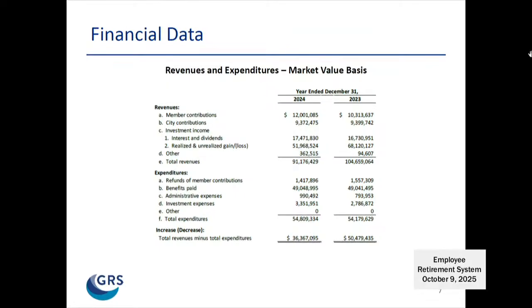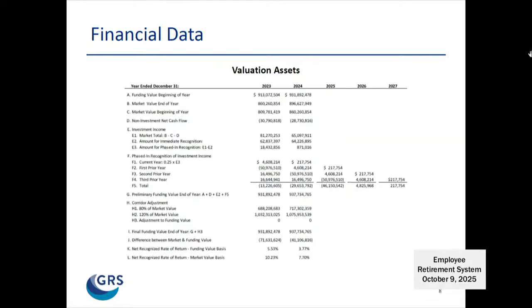When we add that $36.4 million to your beginning of year market value, January 1, 2024, of $860.2 million, we get $896.6 million. But we know that your market value can be very volatile, especially in the last 20 years or so. We've seen minus 15s, we've seen plus 22s.